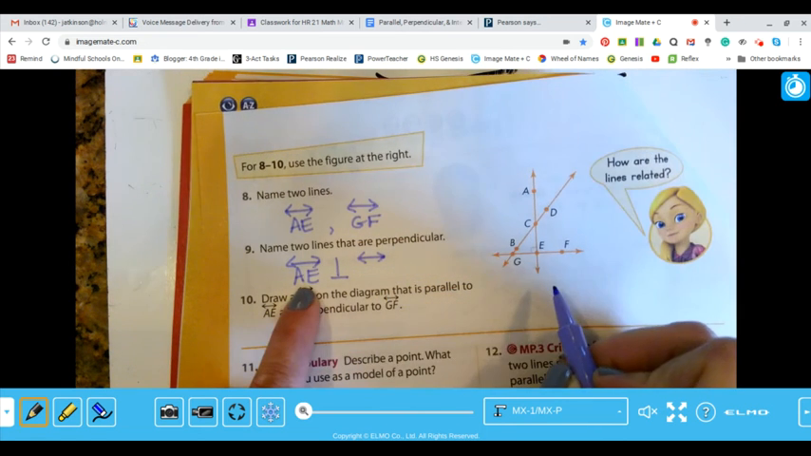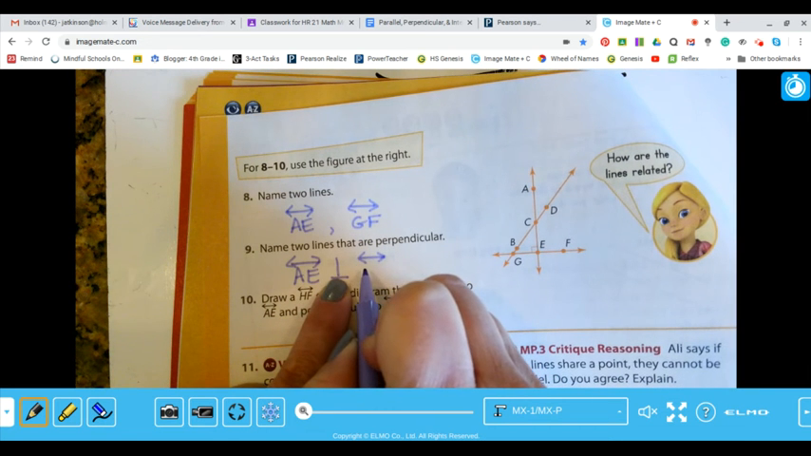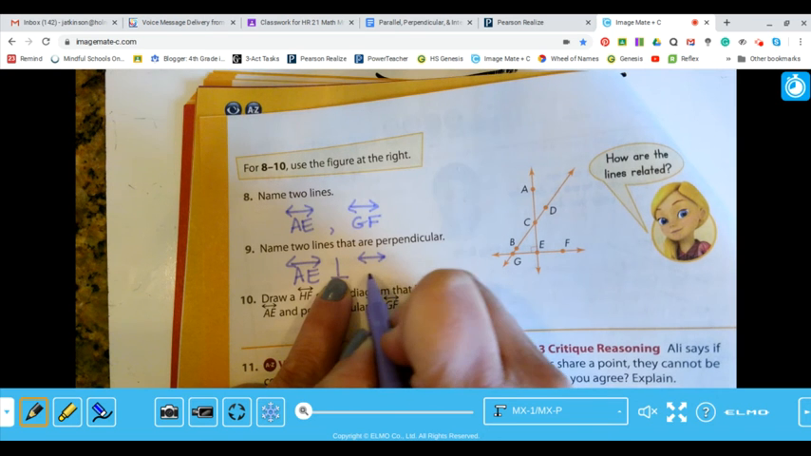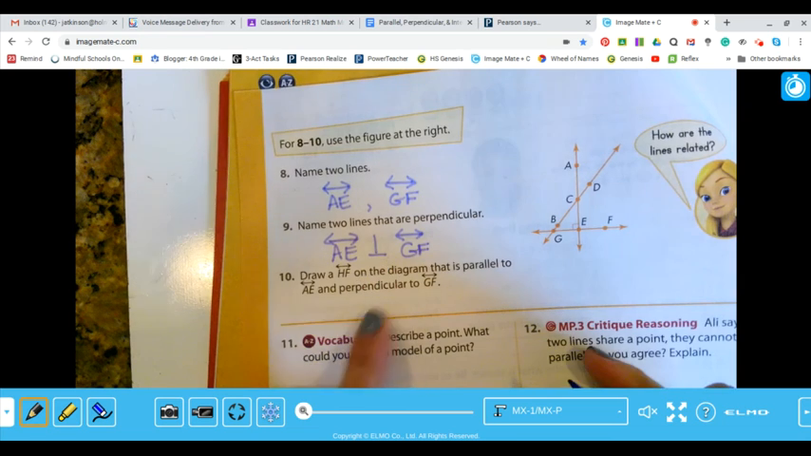Perpendicular, let's see. AE is perpendicular to BF. Or GF. That's the symbol that we use there.